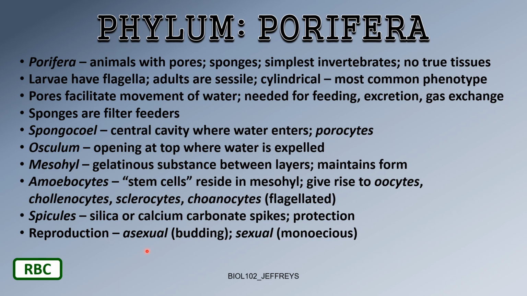Reproduction for sponges is asexual via budding on the one hand, and there is a sexual phase of reproduction. Now, sponges are monoecious, and you know from earlier studies that monoecious means that the male and female gonads are in the same organism. There's no male sponge and female sponge. The sponge has both gonads in them. So they can self-fertilize on one hand, and then on the other hand, they can bud.